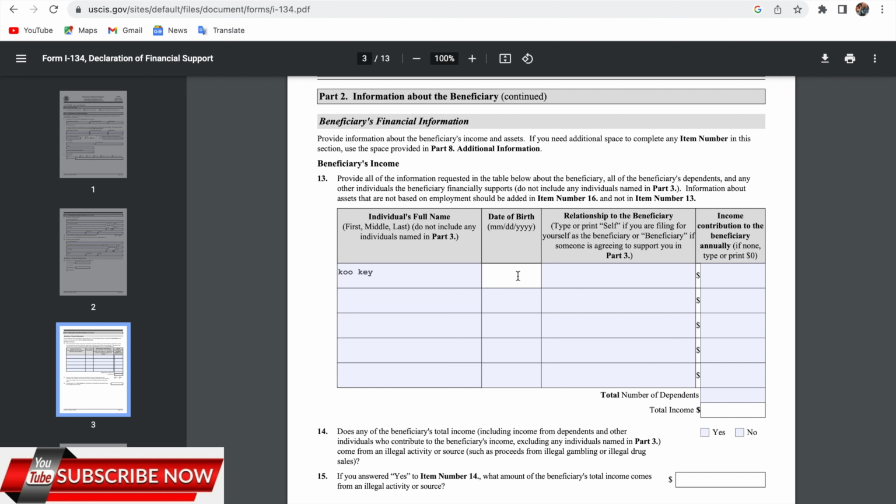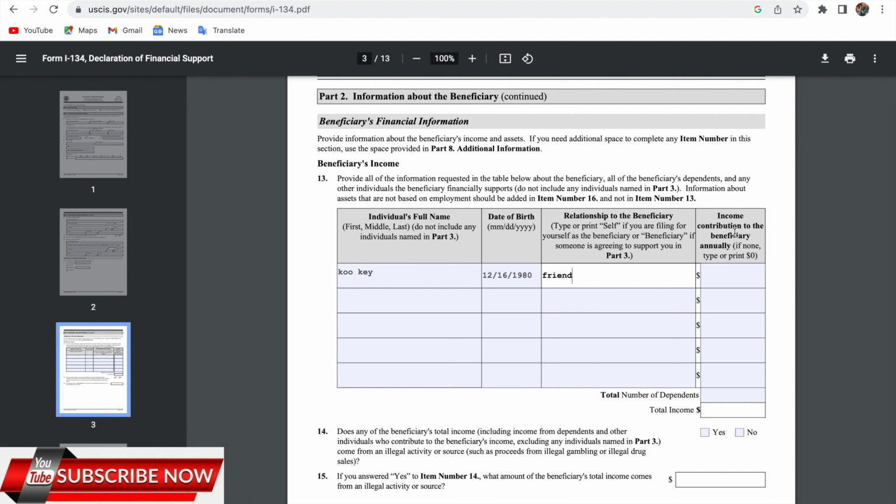so you put in your date of birth over there, and you say it's a relationship to the beneficiary. So you just put in your relationship to the beneficiary. If it's your mother-in-law, your father-in-law, your sister-in-law, your uncle-in-law, your nephew, your niece, your friend, you just put it over there. So I'll just put in friend.